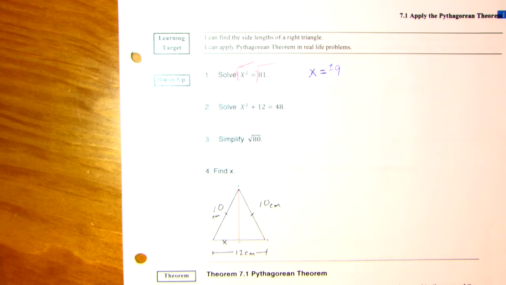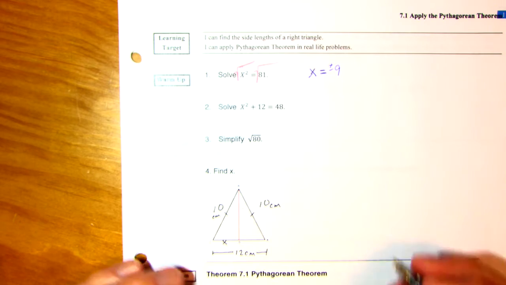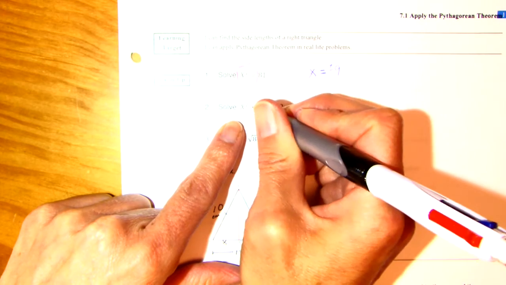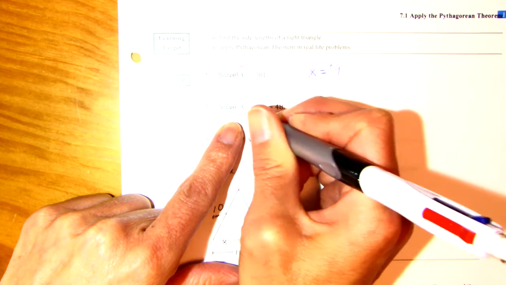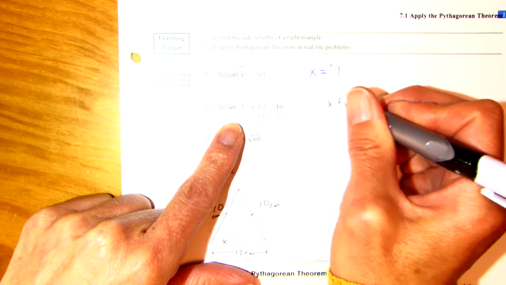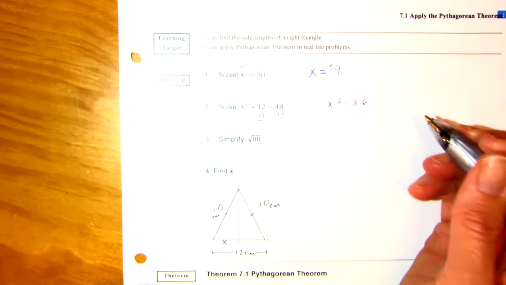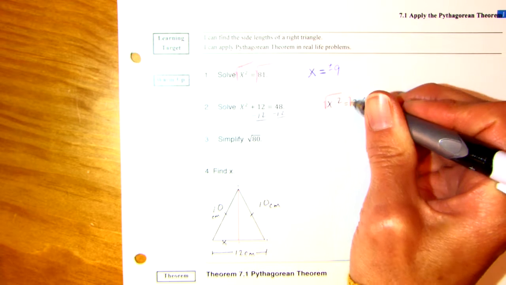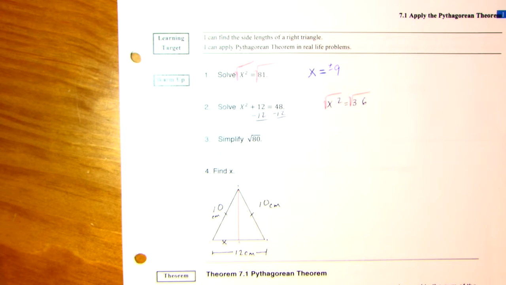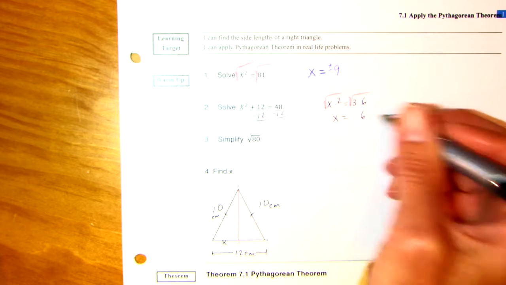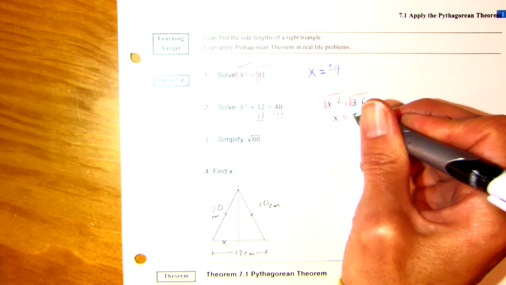Okay, let me try black, because the blue doesn't seem to come in well. How about this one? Solve for x squared. I'm going to subtract 12 on both sides first. And when I subtract 12 on both sides, you'll have x squared is equal to 36. And then take the square root of both sides, and you'll have x equals not just 6, but plus or minus 6.